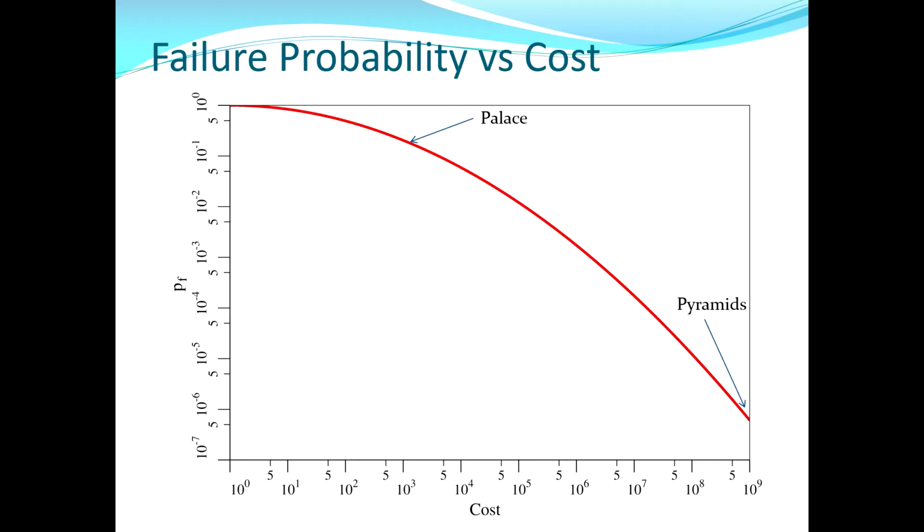So, like I said, there's this balance between failure probability and cost. The cost is on the horizontal axis here, and failure probability on the vertical axis. As we move down the vertical axis, the failure probability goes down, so we get safer and safer structures as we go down. The pyramids would be way down towards the lower right-hand corner of this, basically very high cost, very low probability of failure. The palace would be reasonable cost, but a much higher probability of failure.